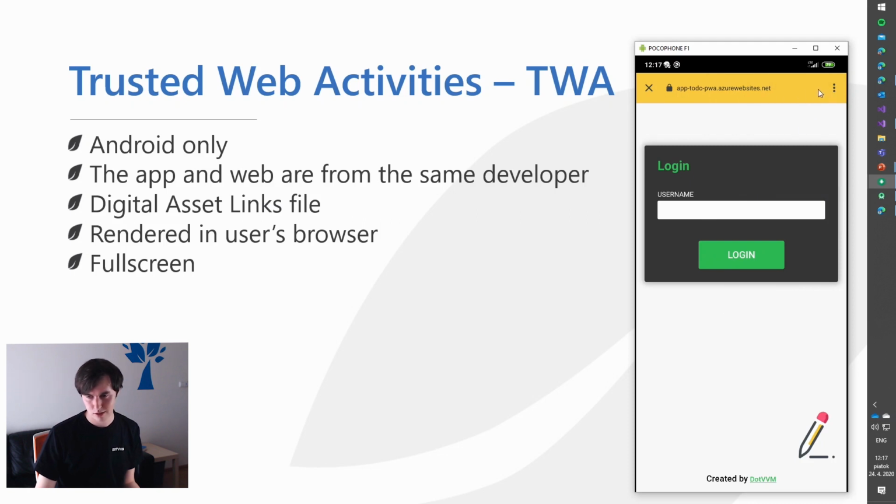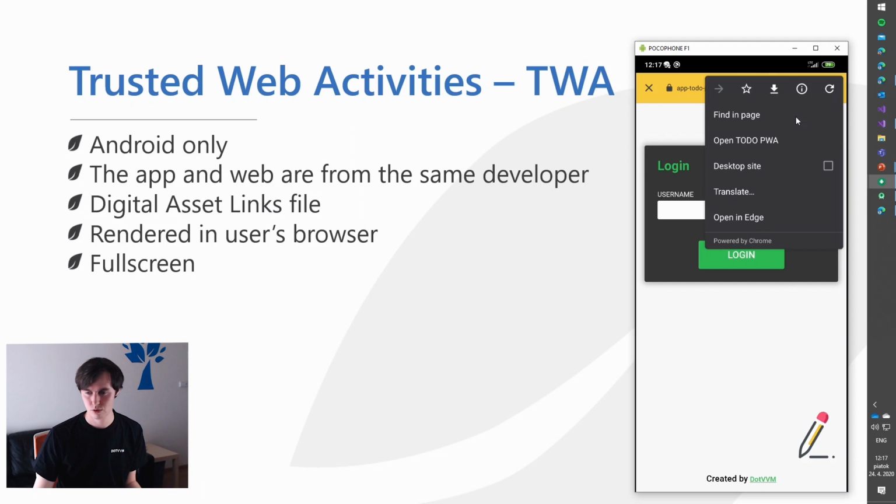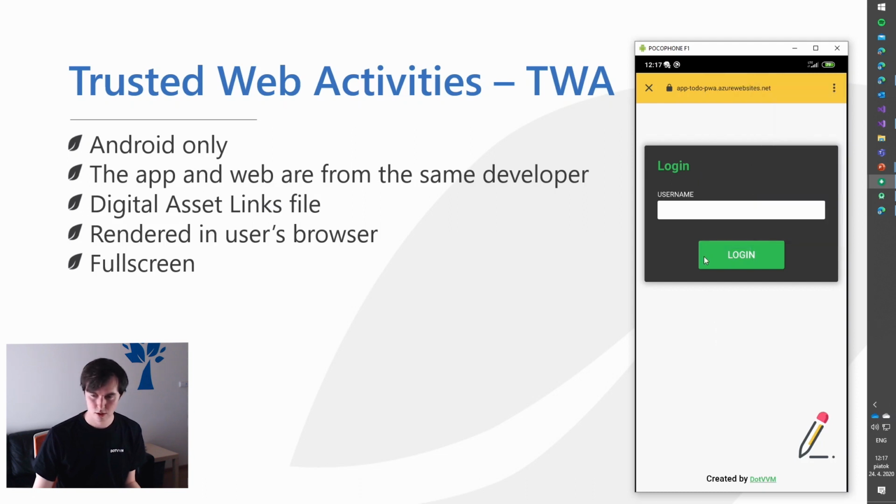So you can see that this very closely resembles the thing that I was running in the browser on desktop. So here the user can see that, oh, okay, this is some website, what's going on? And it's running in the browser. So this is kind of a weird experience for the user. This is because I don't have the asset links file in there.